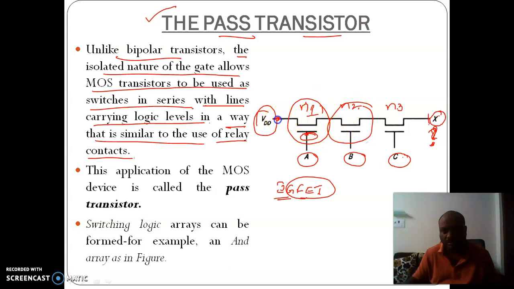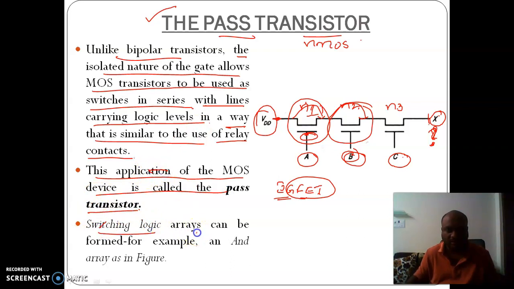Whatever signal you apply here, if this switch is on, it will be transferred here, and if this switch is on, the same will be transferred here. This phenomenon is called the pass transistor phenomenon. A pass transistor is not a new transistor; it is again an nMOS connected in series as switches. This application of the MOS device is called the pass transistor application.